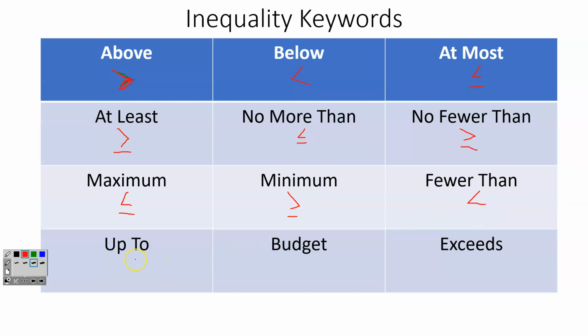A fewer than, that means I have to have less than, so it's not going to be equal to. Up to, again, that's kind of like a maximum or the most you can have, so that's going to be a less than or equal to. A budget, if I budget $300 for a vacation, that means I can't go over that. It's okay if I spend that much, but I just can't go over, so that's a less than or equal to. And exceeds would be a greater than.